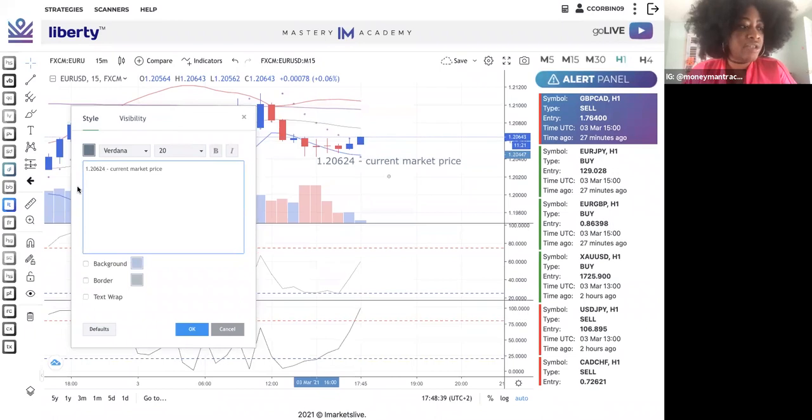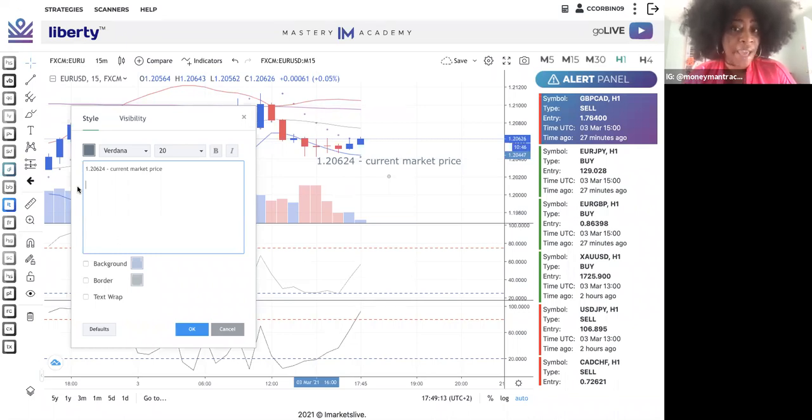Now, to find your entry price, and we are still in profit, you're going to look at the trade that you got into, and directly under the currency pair is going to be a number. Drop your entry point in the chat, family. Mine is 1.20624. Drop where you got into the trade at.